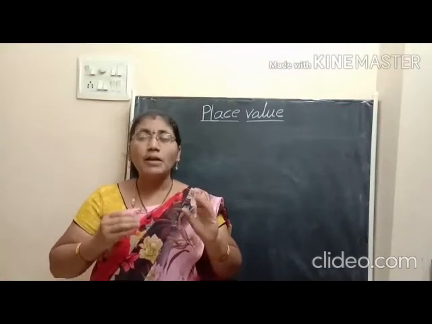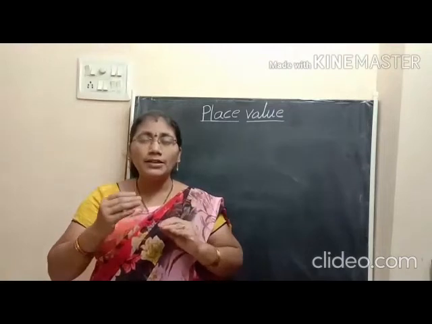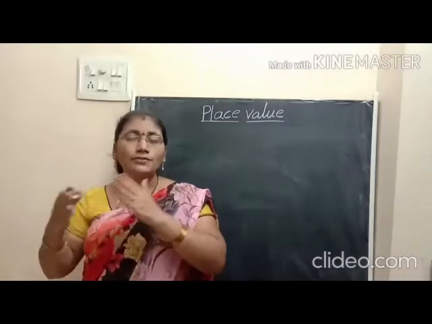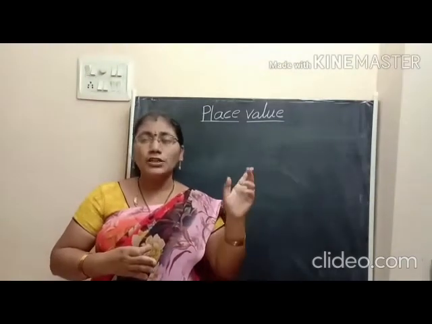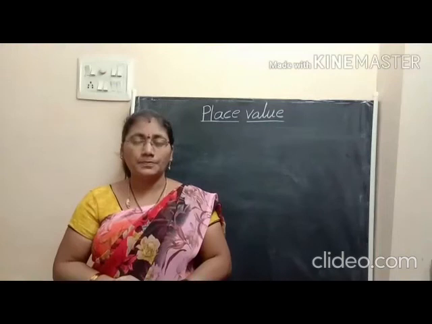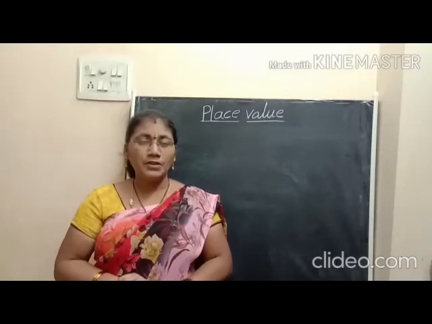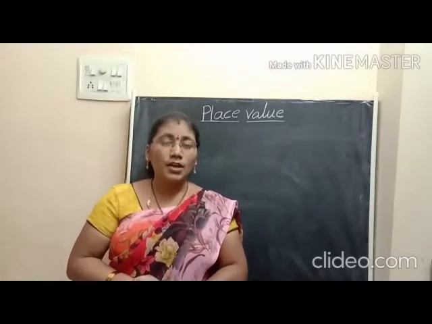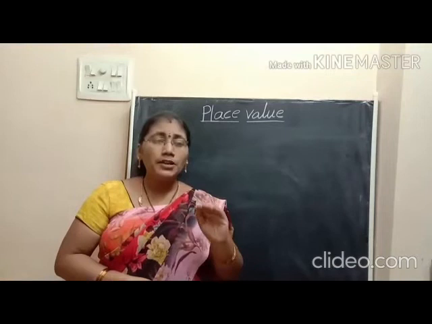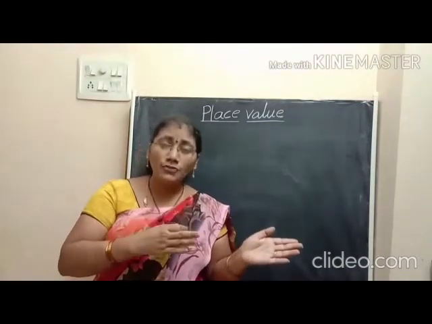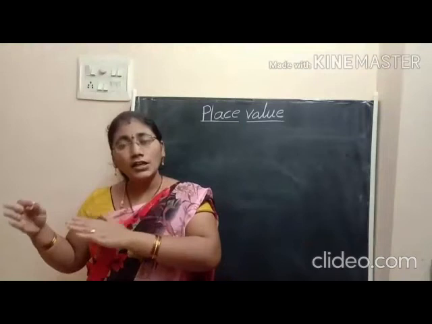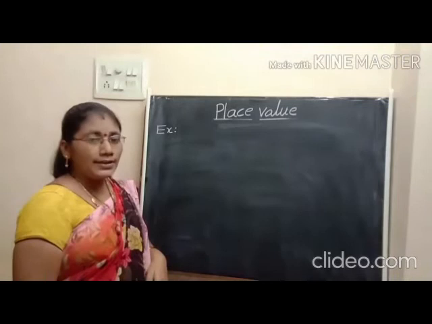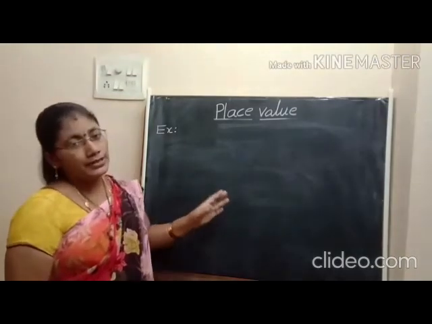So, it has a little bit of calculation. That means multiplication. By multiplying the face value of the digit and the place of the digit, we get the place value of the particular digit. Have you understood, children? Product means multiplication, the result of multiplication. Here we are applying multiplication on the face value of the digit and the place of the digit. Let us see an example to write place values of different digits.